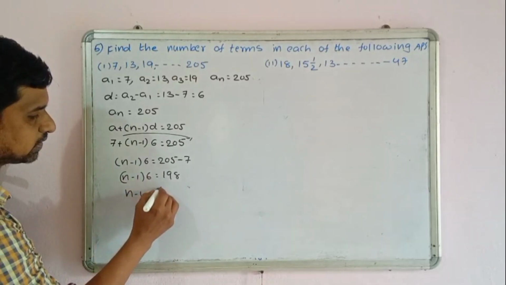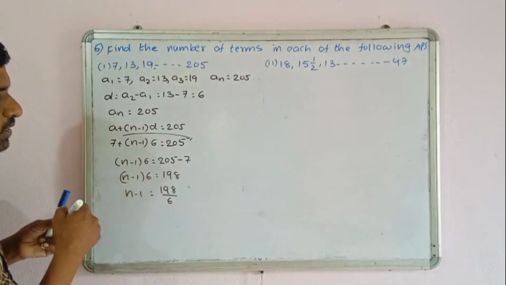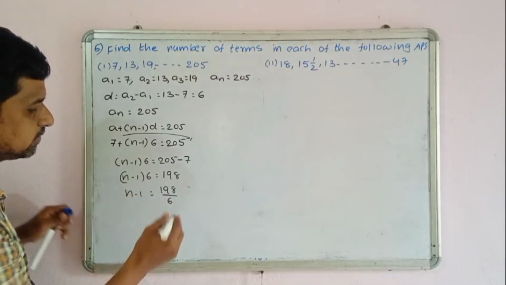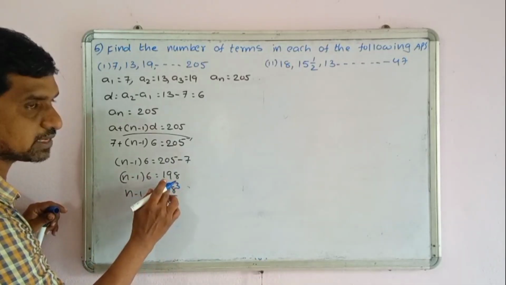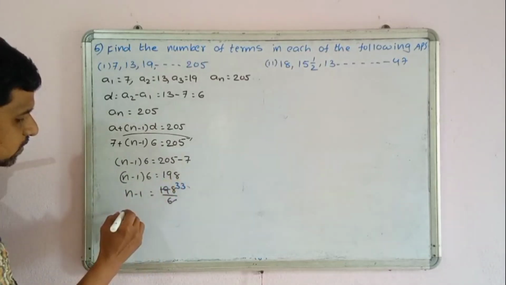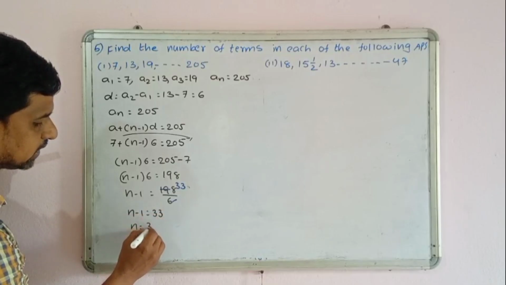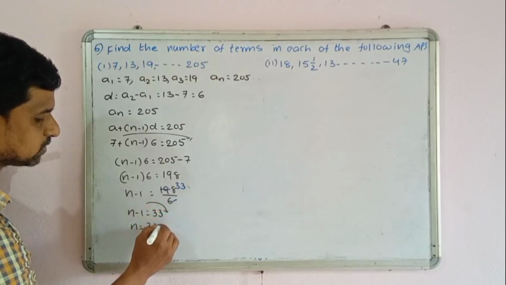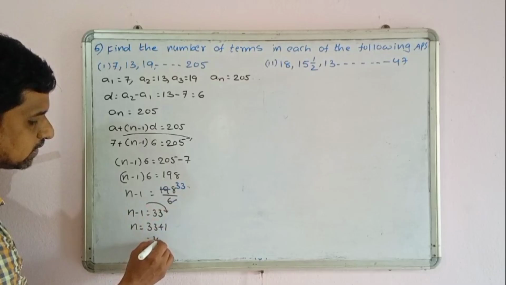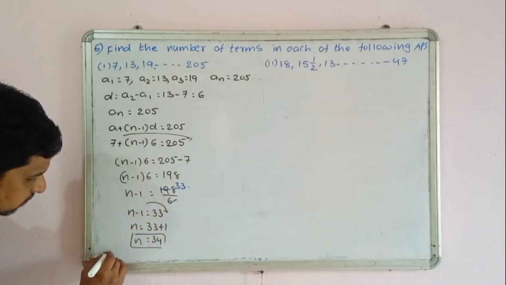So n minus 1 equals 198 by 6. How many times? 6 3s are 18. Again, one balance is there. 6 3s are 18. 33. So n minus 1 equals 33. n equals 33, minus 1 transpose to the right side, plus 1. So 34. Therefore, the number of terms is 34.